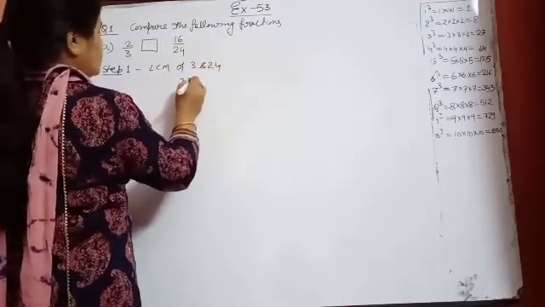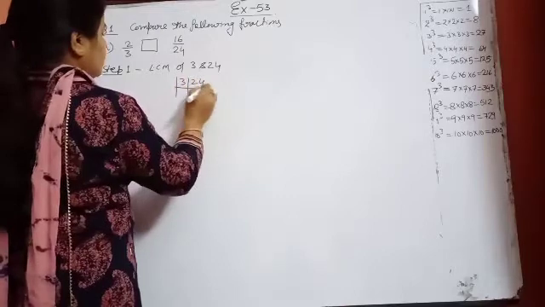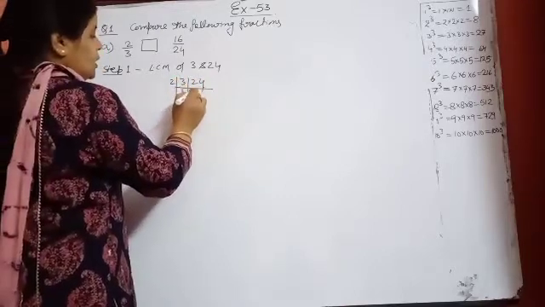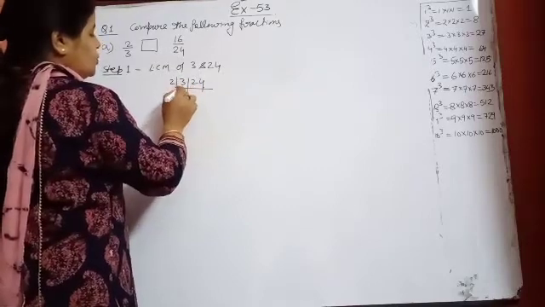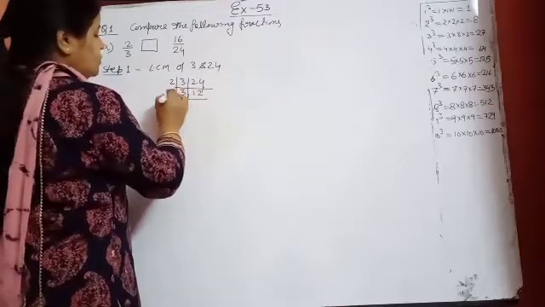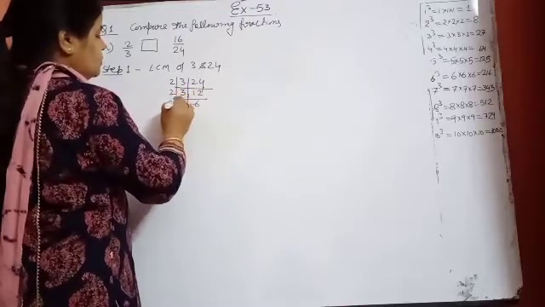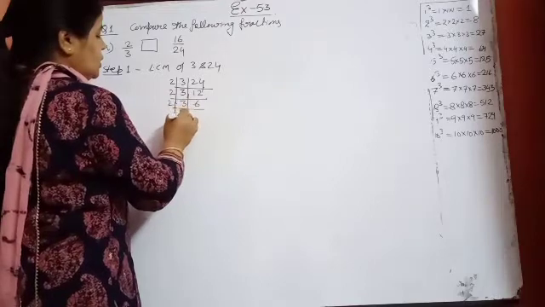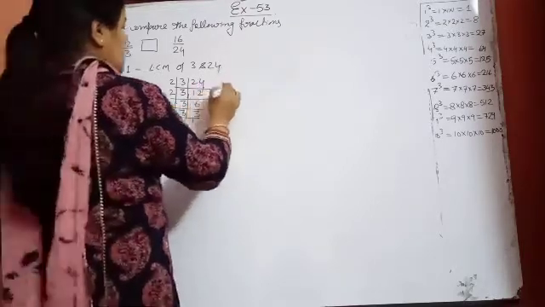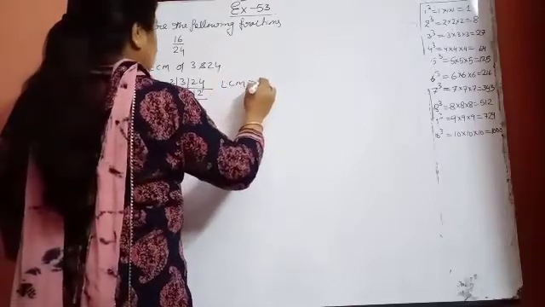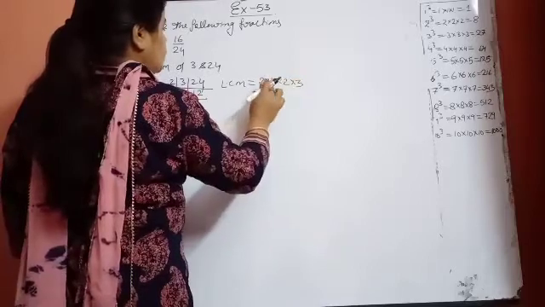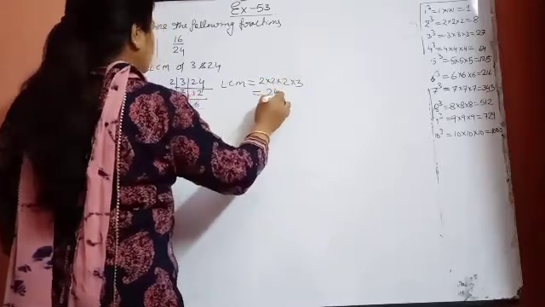Everybody is able to take LCM now. See that it will be divisible by 2. 2 ones are 2, 3 will remain the same. 2 sixes are 12. Then 2 sixes are 12, then 2 threes are 6. And finally by 3, 3 ones are 3. So LCM is equal to 2 into 2 into 2 into 3. 2 twos are 4, 4 twos are 8, 8 threes are 24. Okay.